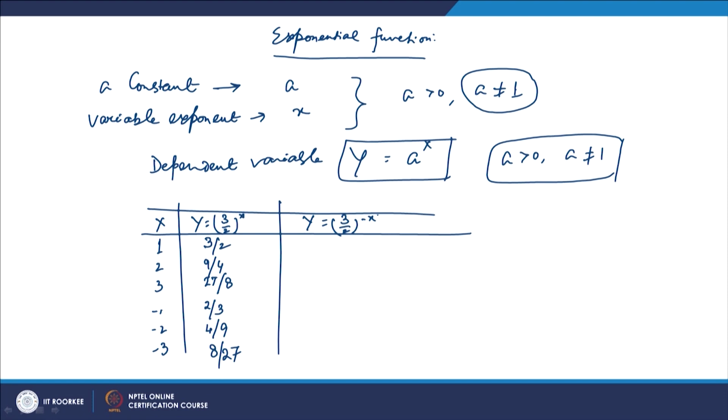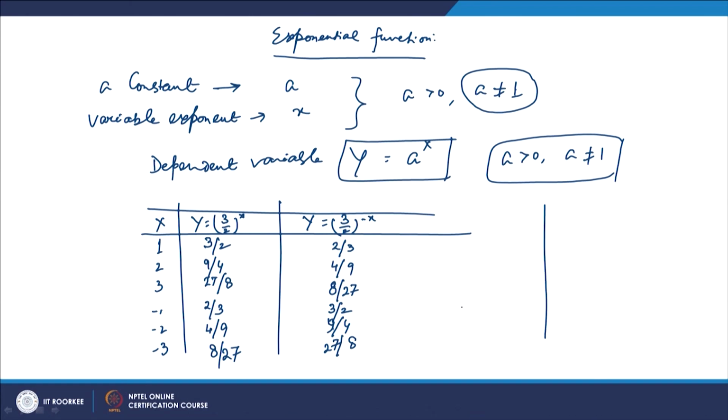So if you look at 1, it will be 2 by 3. Similarly, you have 4 by 9 and 8 by 27. But if this value becomes negative, then as you see it will become 3 by 2, then 9 by 4, and then 27 by 8. So that is how these values will be changing, and you can see that these exponential functions will behave in a different way.